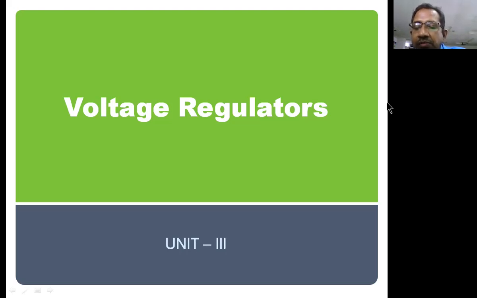Up to rectifiers with filter, we have dealt with already in the previous semester. Therefore, in the current semester, we will be dealing with the last part of the power supply unit, known as voltage regulators. Let us start working with this now.